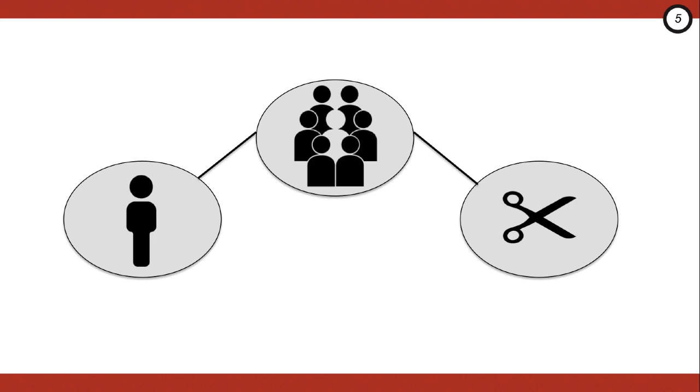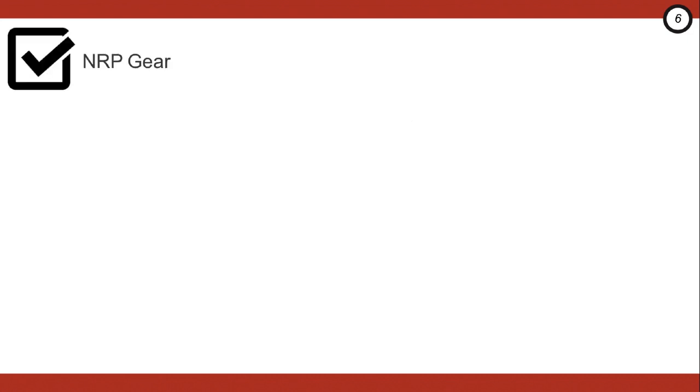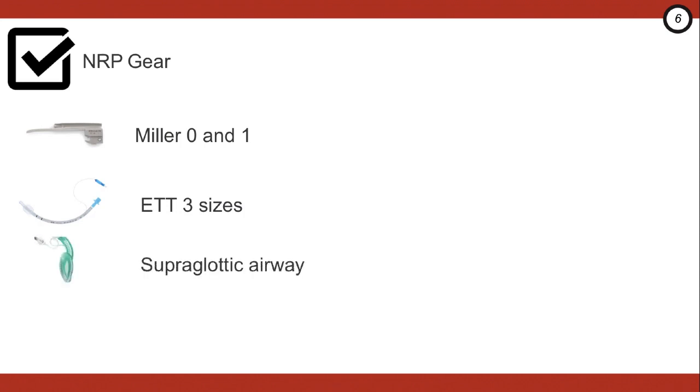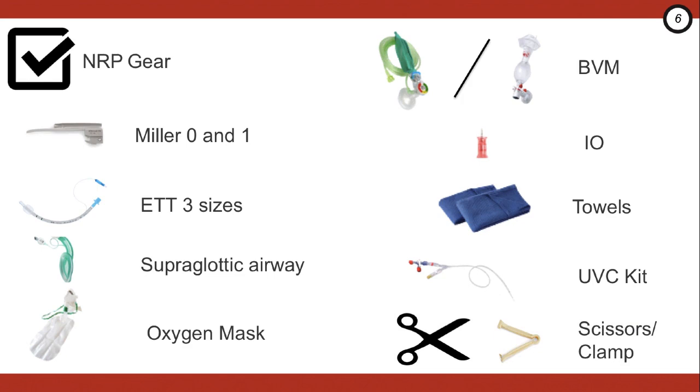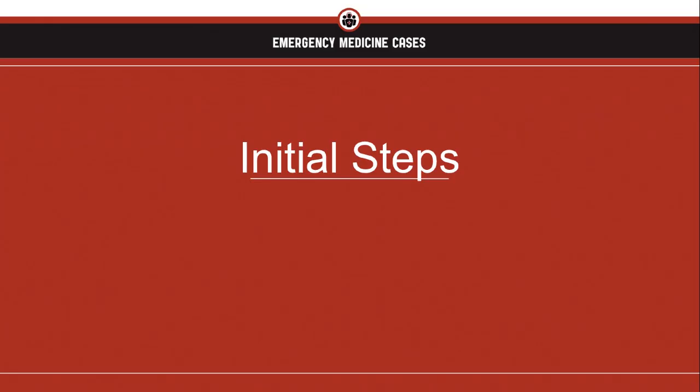Get your equipment ready. Get the warmer out there, and the box of NRP equipment in the ED. If you don't have a box like this, get it assembled in your emerge. It might be a good idea to create one. Best to have a checklist to go through and to have it all laid out and ready to go. Get your Miller size 0 and 1, endotracheal tubes with 3 different sizes, supraglottic airway, oxygen mask, your BVM device, IO kit, towels, a UVC kit, and don't forget your scissors and clamp, and the warmer.